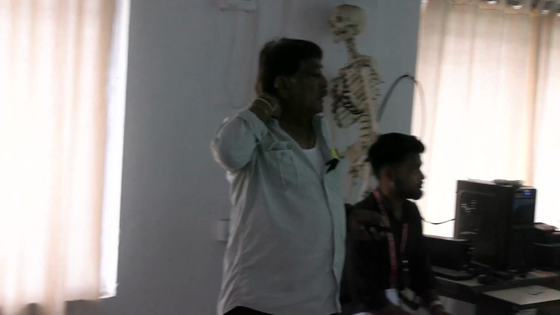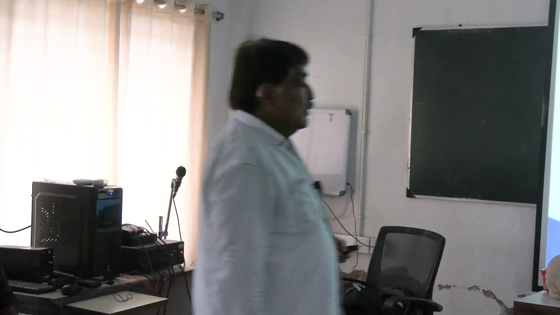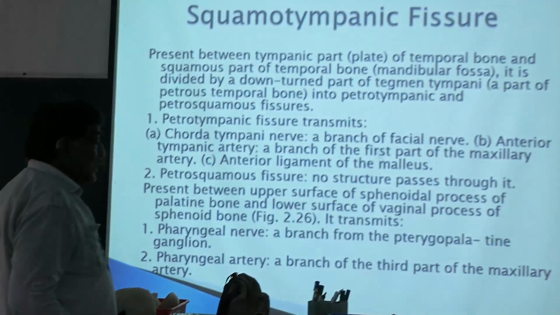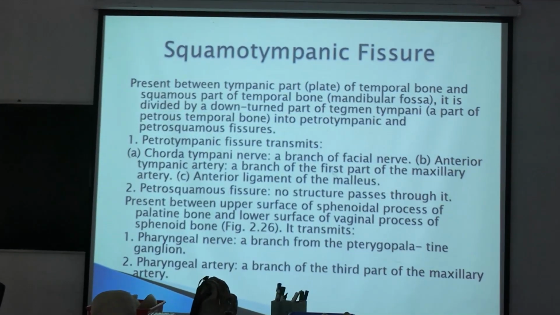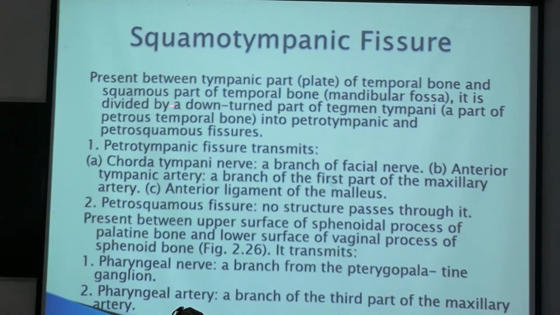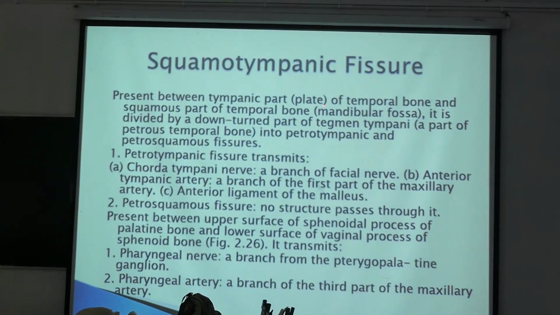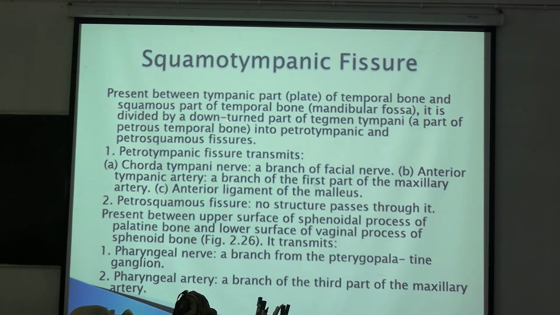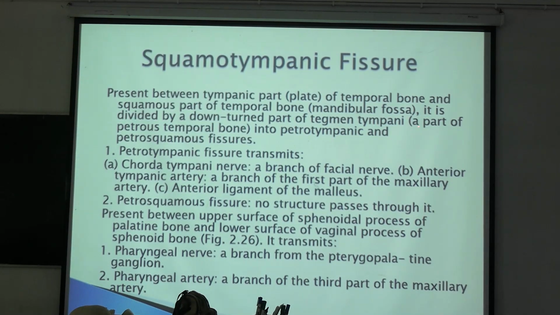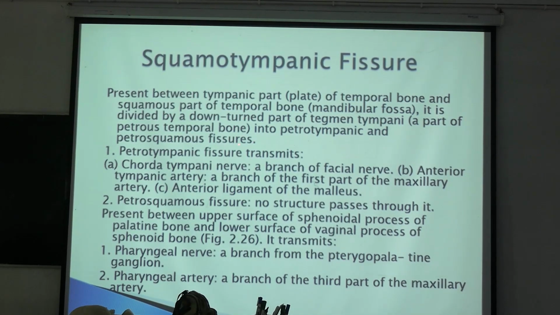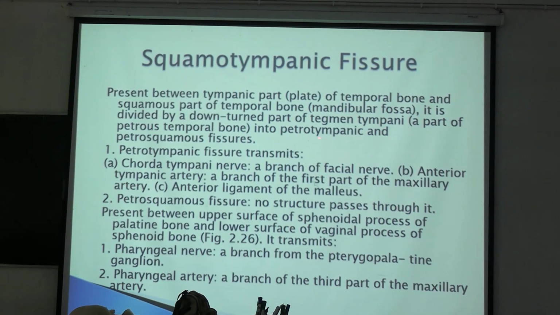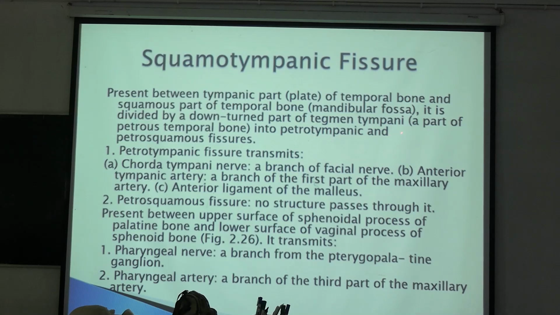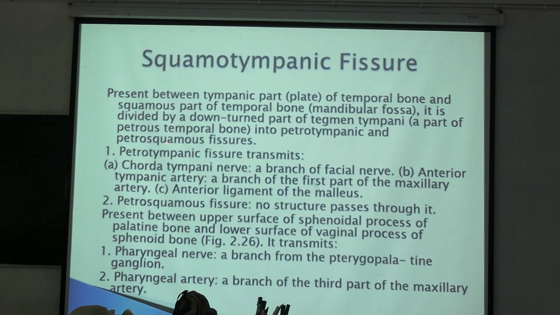Now, squamotympanic fissure. You will see it in the temporal bone, present between the tympanic part and the squamous part of the temporal bone, at the mandibular fossa. It is divided by the downturned part of the tegmen tympani, a part of the petrous temporal bone, into petrotympanic and petrosquamous fissure.